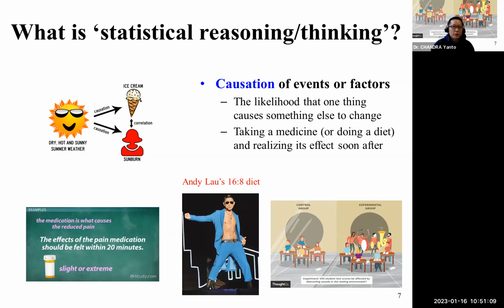This is different from the previous one, called correlation. Correlation means they are just related. But in causation, this makes this happen. So without this, then this will not happen. I like to use a very interesting example here.